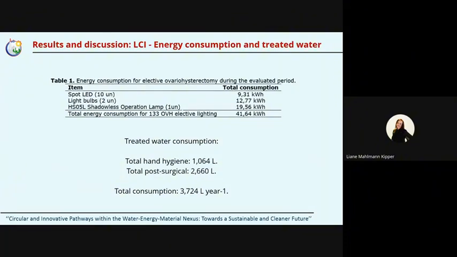Table 1 presents the energy inputs. More importantly, in the inventory, our hospital produces photovoltaic energy, and water use is for hand hygiene, which accounts for about 1,000 liters, and post-surgery cleaning, which uses over 2,600 liters. To promote efficiency, the hospital uses a foot pedal system that limits the flow rate and prevents unnecessary waste.